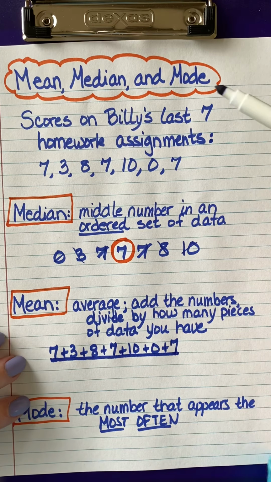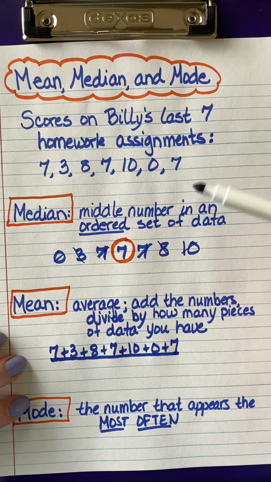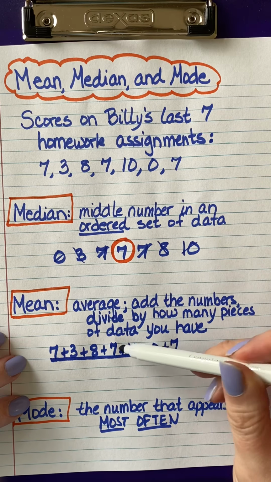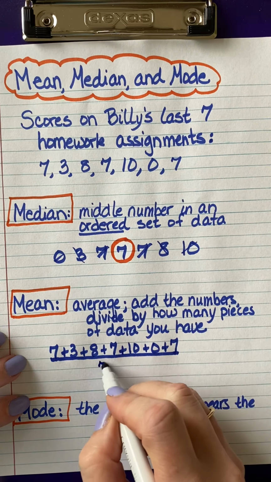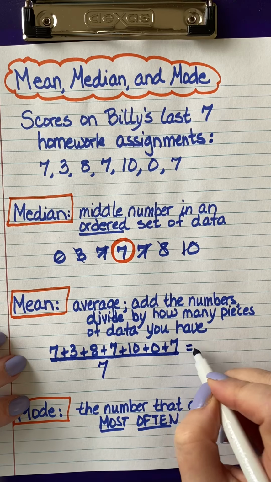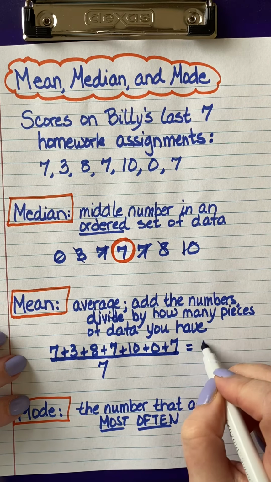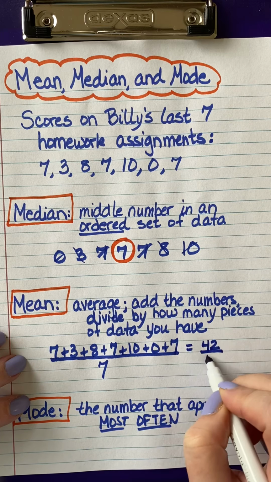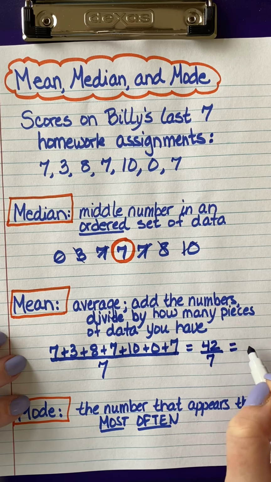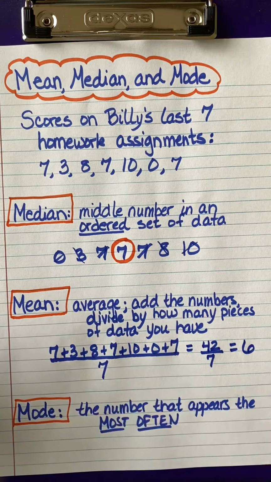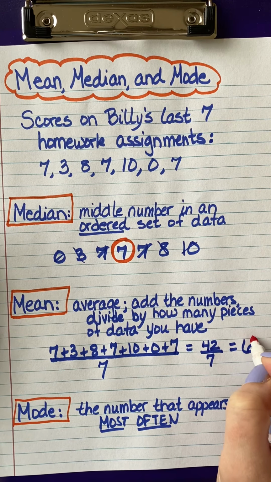Well, how many pieces of data do we have? Well, we have 7. Let me make sure I got them all. 1, 2, 3, 4, 5, 6, 7. Yep. I showed you how I added there, and I believe we got 42, right? 10, 25, 35, 42 divided by 7 means Billy's average score on his homework assignments was a 6.